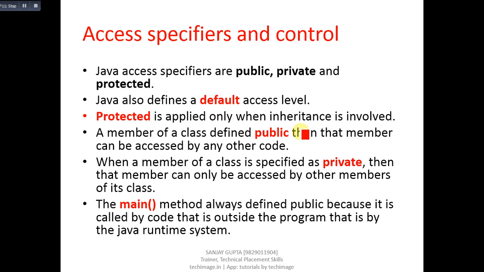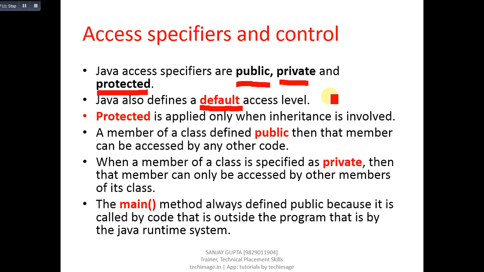So coming to the topic, which is access specifiers and control. Java access specifiers are public, private and protected. Java also defines a default access level. So in totality, there are a total of 4 access specifiers: public, private, protected and default.